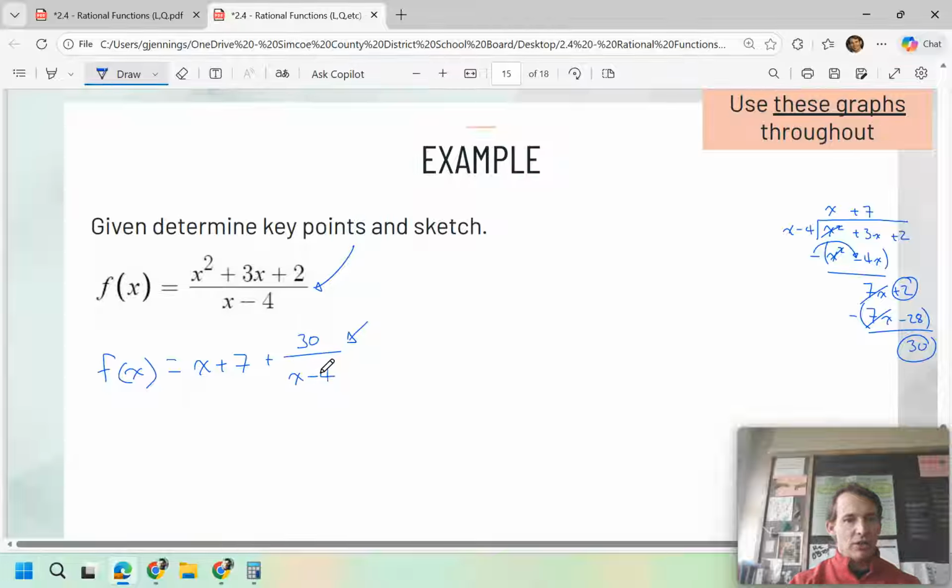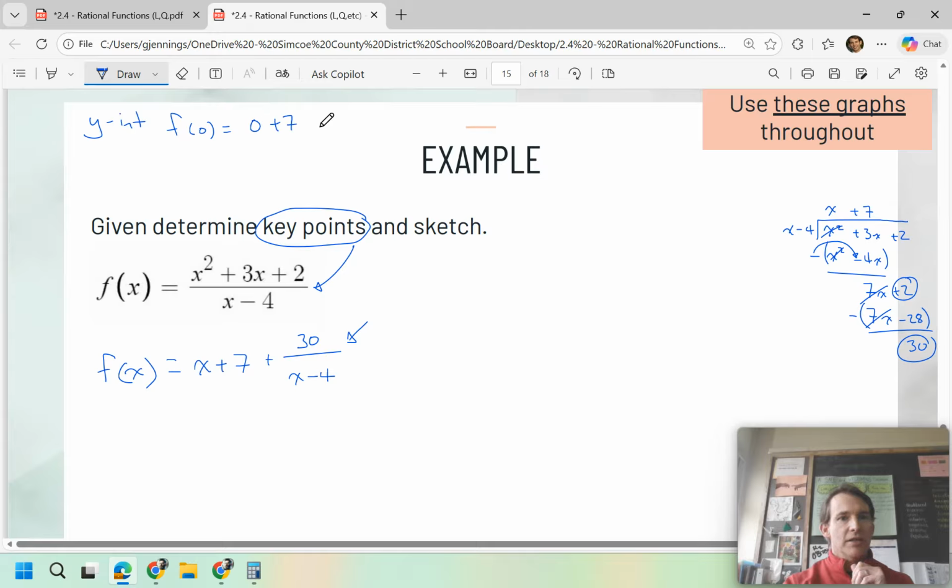Okay, so let's keep going. Let's find our key points first. Does this one have any y-intercepts? How do I find a y-intercept again? Yeah, so we're going to go f at 0 is equal to 0 plus 7 plus 30 over 0 minus 4. See how easy that is? I'm using this one rather than that one. They give me the same result. It's actually easier on this one. It's 2 over minus 4. It gives me f at 0 is equal to minus 1/2.